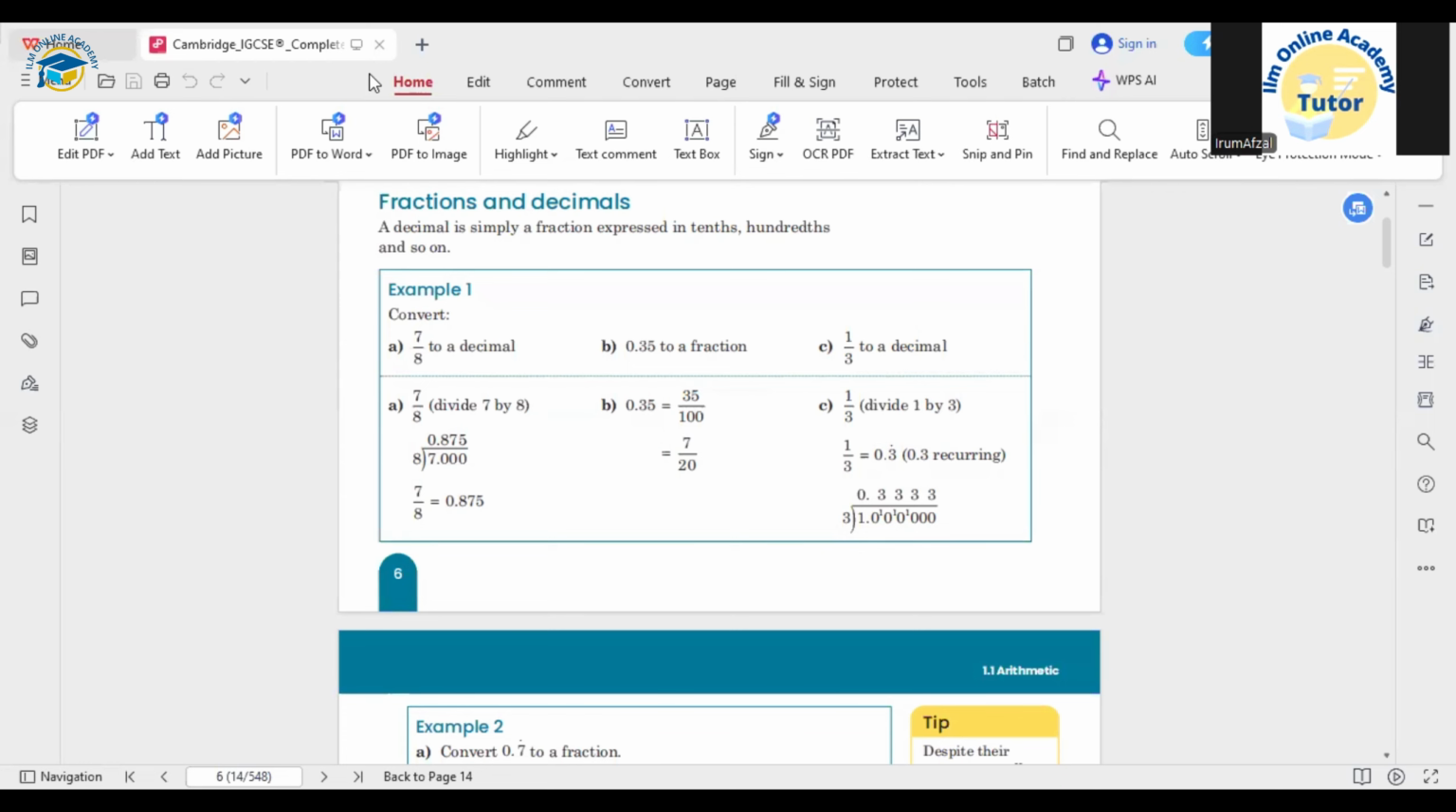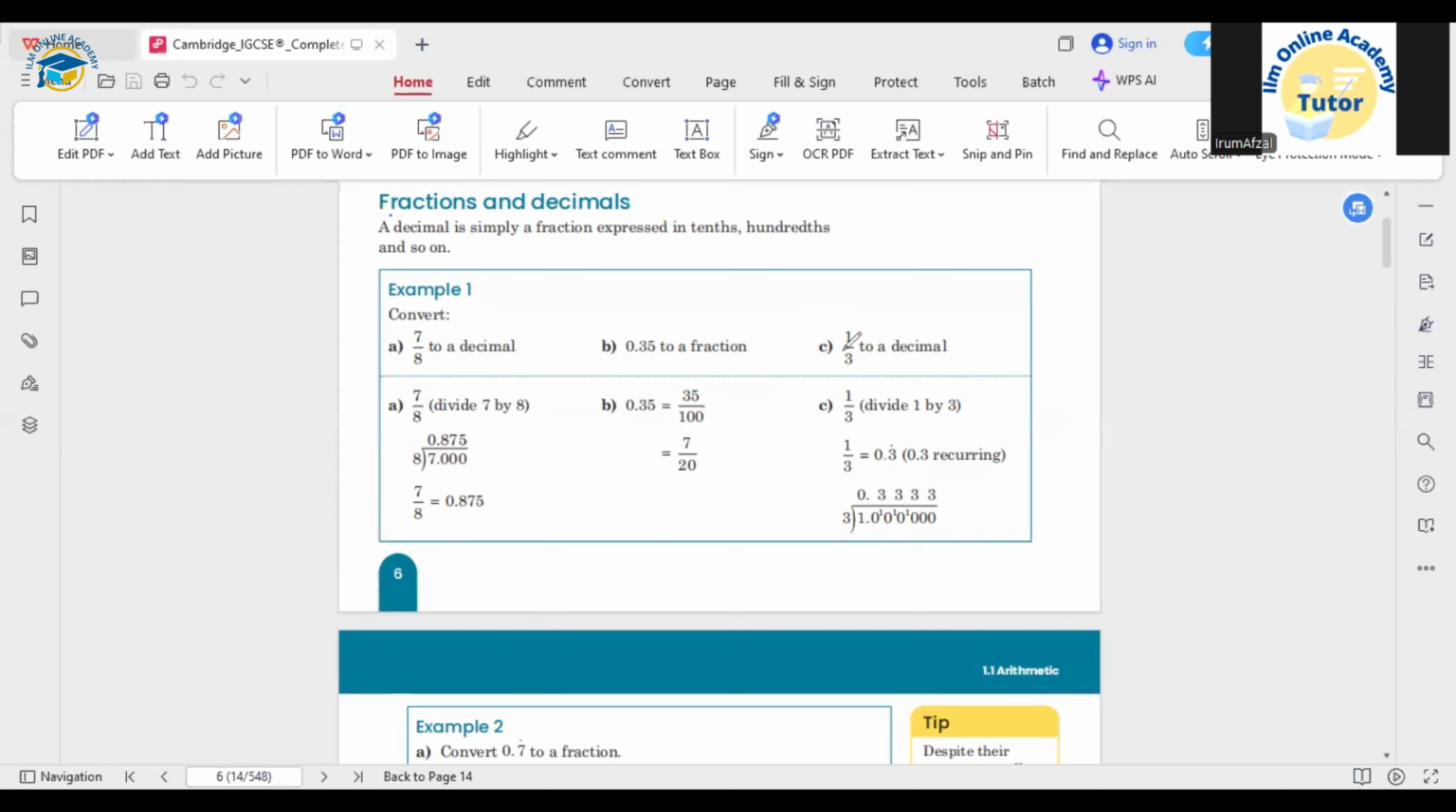So in the previous lecture, we discussed fractions and some of the forms that are related to fractions. I told you that there are basically three forms of fractions that we can deal with. One is the proper fraction, in which your numerator is less than the denominator. Similarly, 1 by 3 is also a proper fraction.